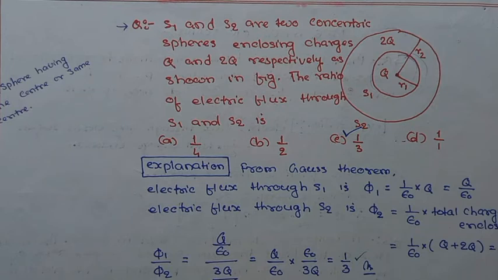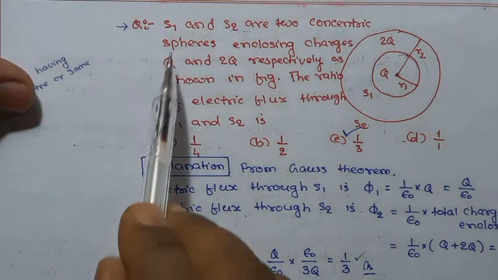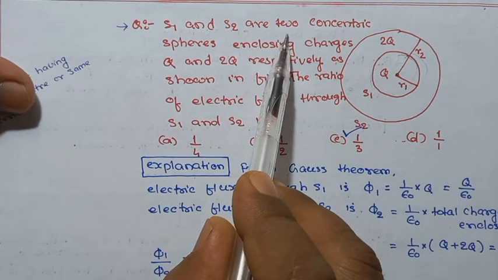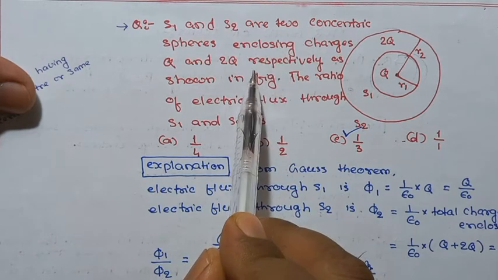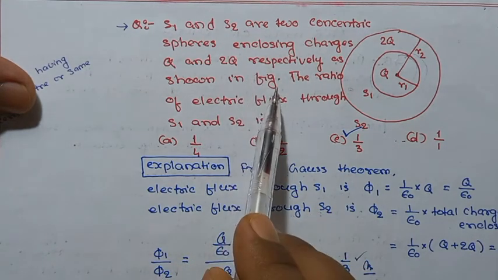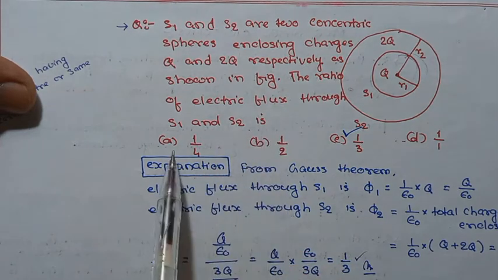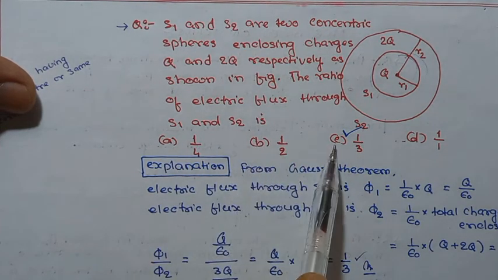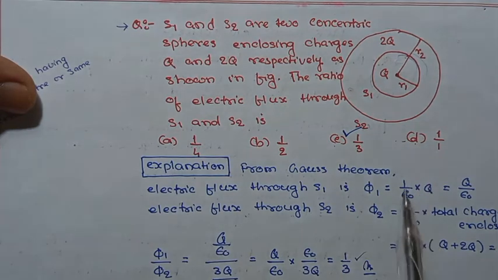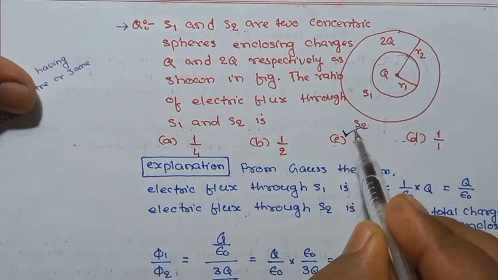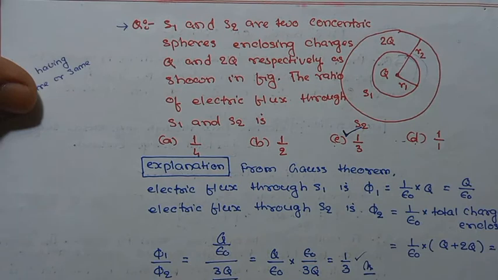Now the next question is: S1 and S2 are two concentric spheres enclosing the charges Q and 2Q respectively, as shown in the figure. The ratio of electric flux through S1 and S2 is, option A given, option B given, C given, and D given. Here option C is correct. Now the detailed explanation.